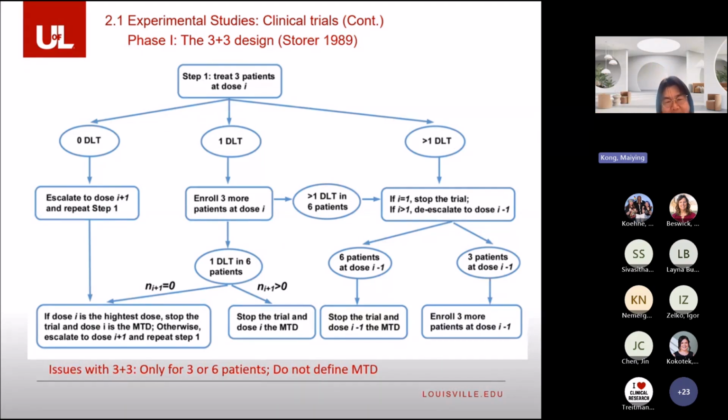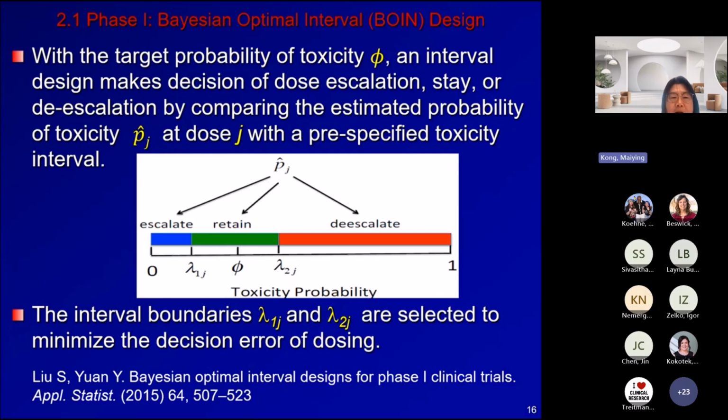We need to de-escalate the dose. Eventually, we find the maximum tolerated dose. The issue for this 3+3 design is that it is only for 3 or 6 patients. Actually, that does not define the maximum tolerated dose. This is a very active area for phase 1 design. There is new technology to do the phase 1 clinical trial.